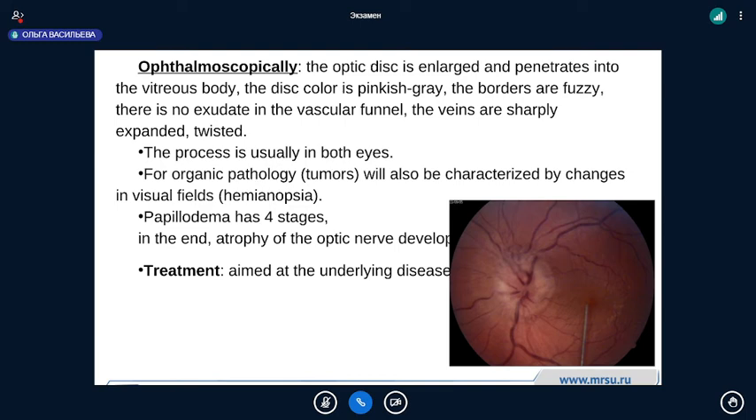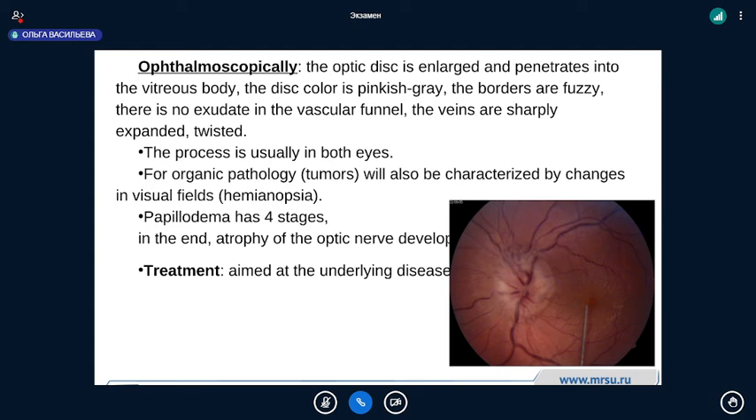For organic pathology, for tumors, will also be characterized by changes in visual fields. For example, hemianopsia or local scotomas in visual field. Papillary edema has 4 stages. In the end of them, the atrophy of the optic disc develops. About treatment. It is aimed at the underlying disease.